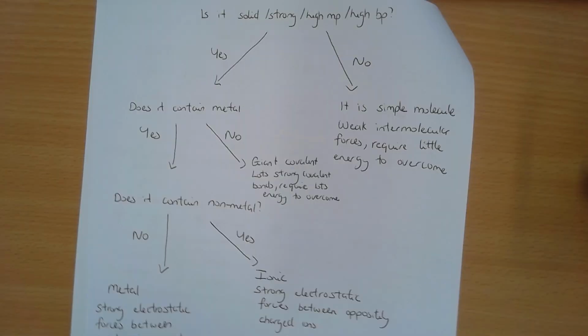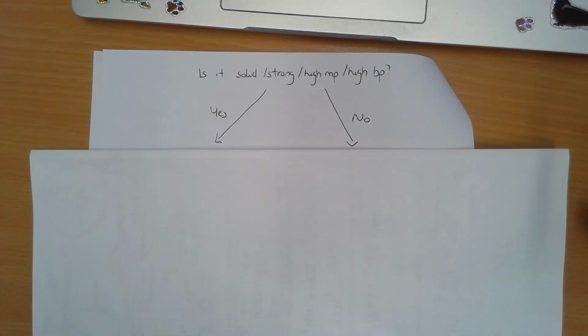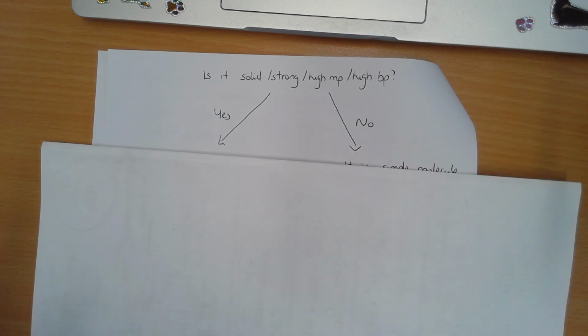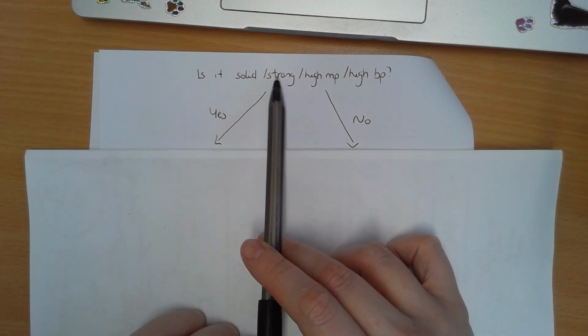So I've got this big flow chart written out, which probably looks a little bit intimidating, but I'm going to go through it with you, alright? There's not that much you have to learn. There's basically 4 answers you need to learn, and you can use those same answers for everything. All right, so is it solid? Is it strong? Is it a high melting point? Does it have a high boiling point?